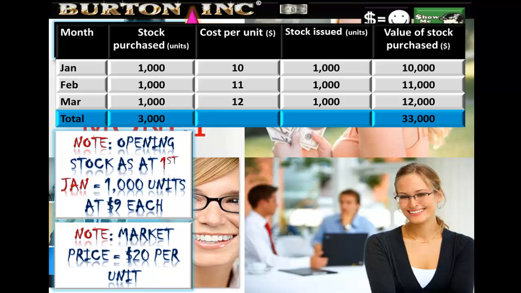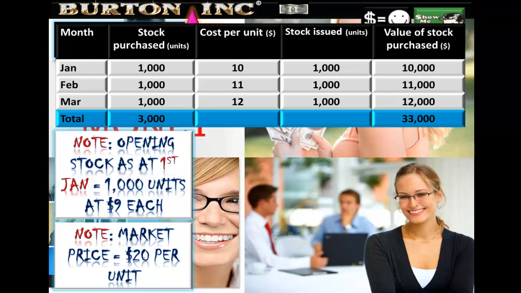Right, we've been given some financial information and we are going to have to go away and do some calculations on it. So January, February and March, we're purchasing the same amount of stock. The cost of our stock per unit is increasing across that time. We're selling the same amount in each month, and our value of stock purchase is increasing as the cost per unit of our stock increases.